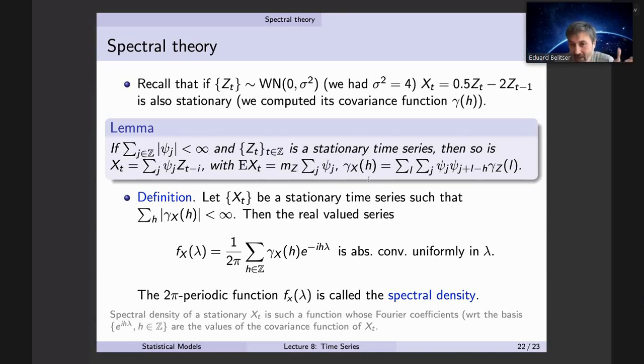That's fine. But most importantly is the covariance. The covariance function also doesn't depend on t. And you can compute what it is. It's a horrible formula, unfortunately, because in practice, especially if there are infinitely many terms, it's a double series. That's very hard to compute.